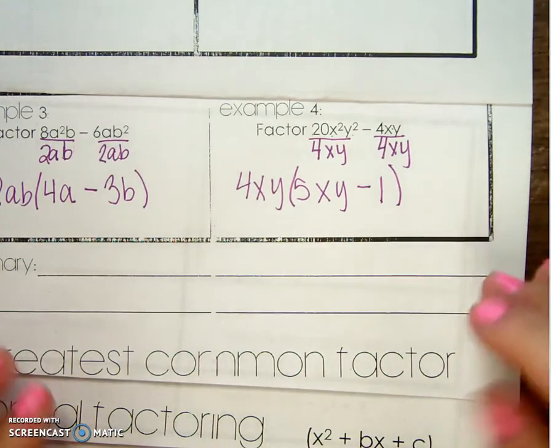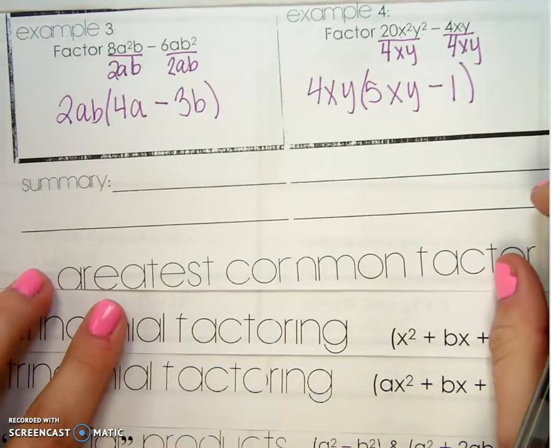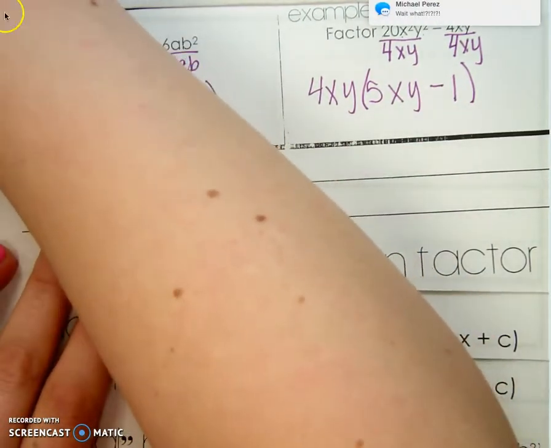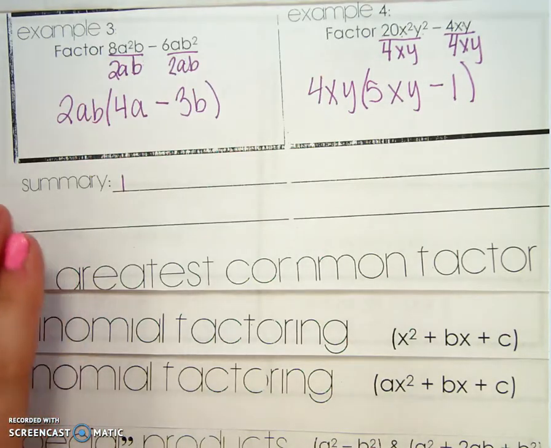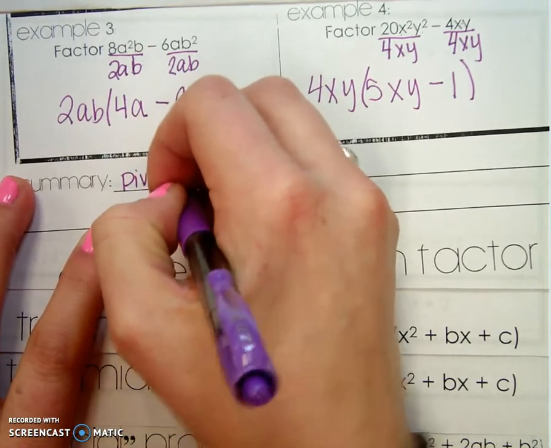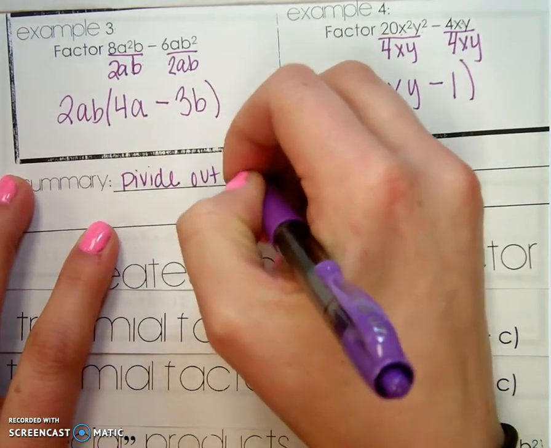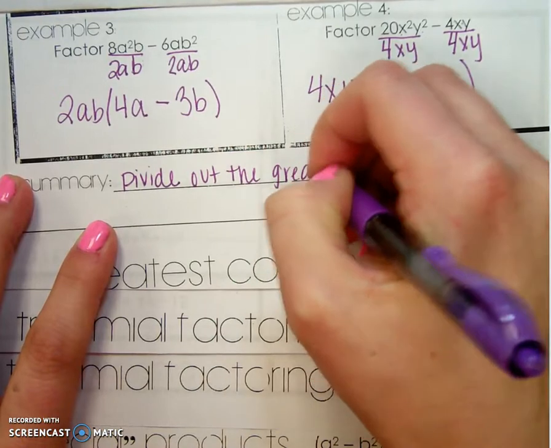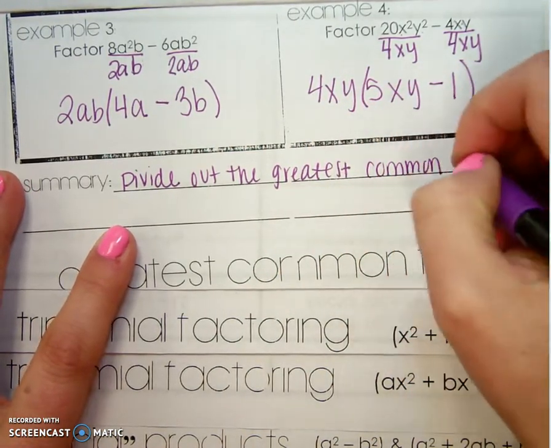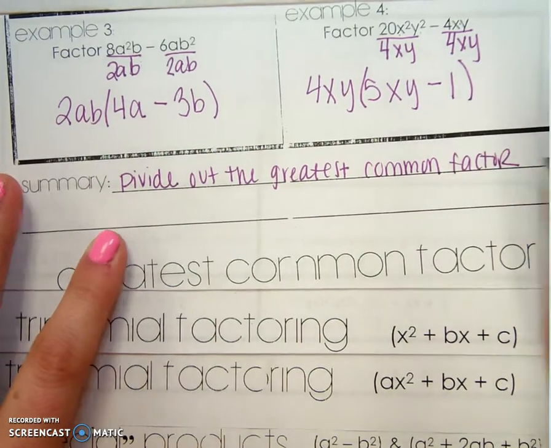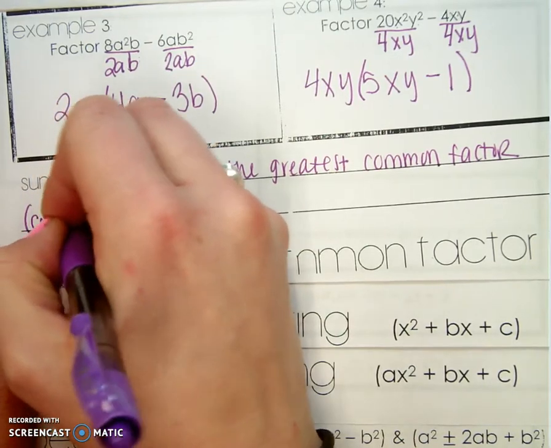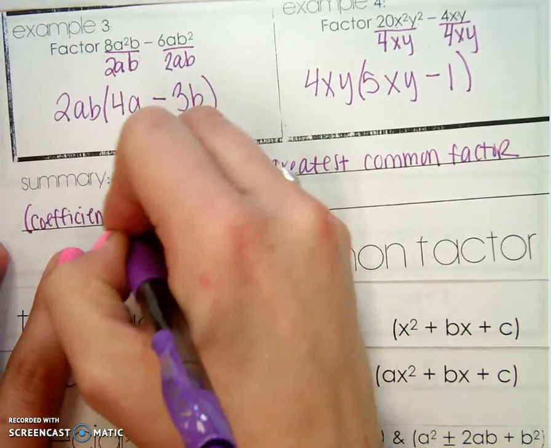Good. All right, so to summarize with pulling out those greatest common factors, we're going to divide out the greatest common factor. That's going to include the coefficient and variables.